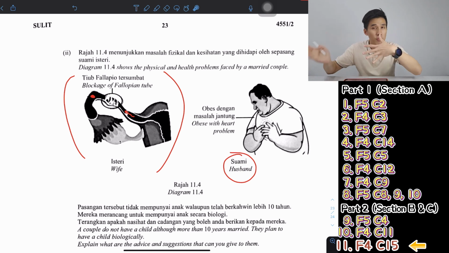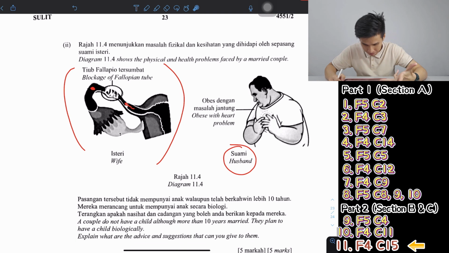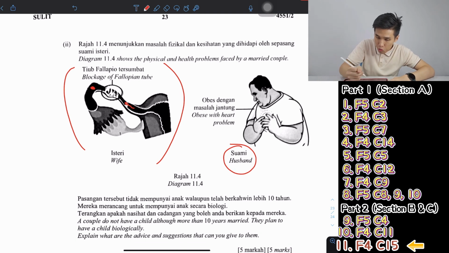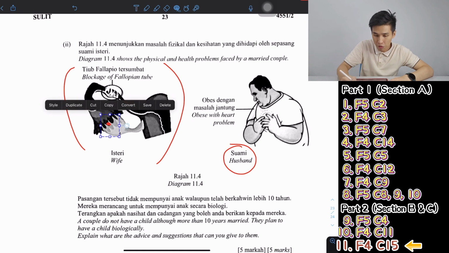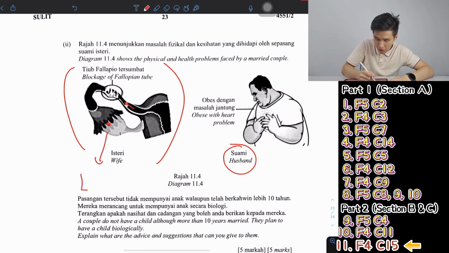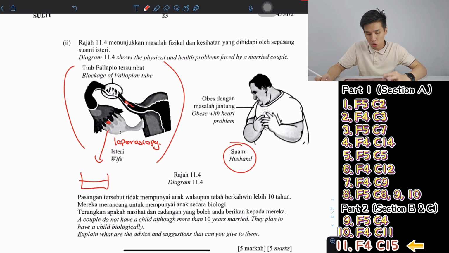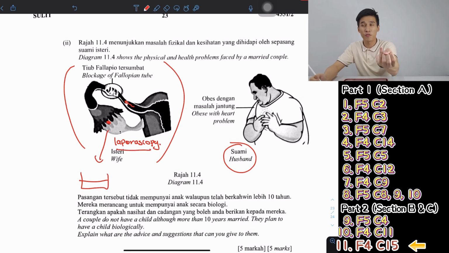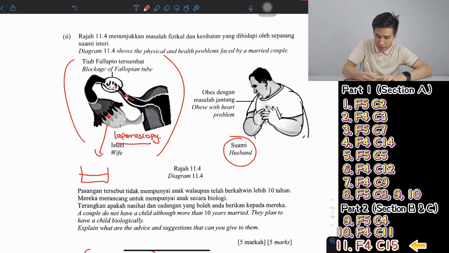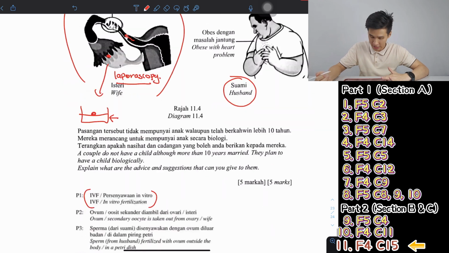So regardless of which problem it is, the method is the same. First, they have to remove the ovum from the ovary, using something called a laparoscopy. But you don't have to mention this. If you don't know, fine. Just say the ovum is extracted from the ovary, and then you place it inside a petri dish containing nutrients, as they mentioned here.